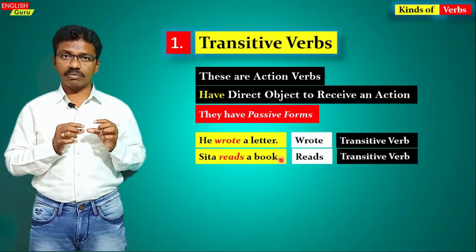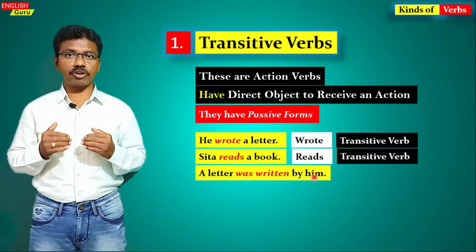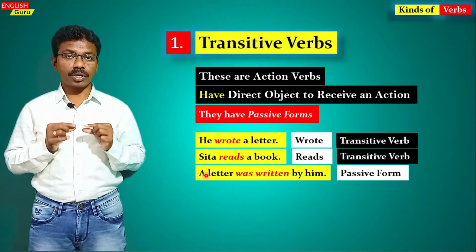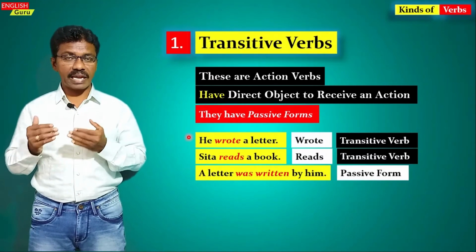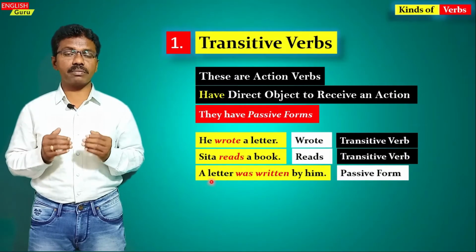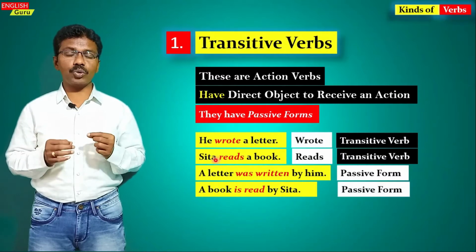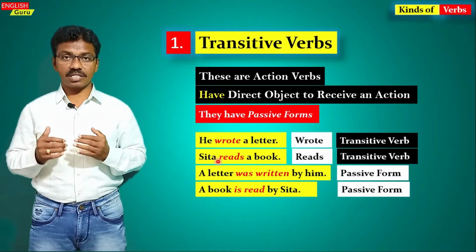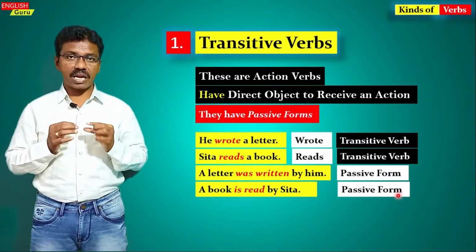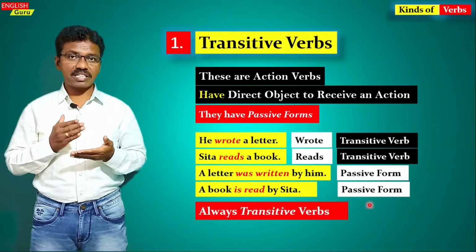So read verb has an object book, and we can write them in a passive form also. A letter was written by him. So he wrote a letter, active form, and if you translate into passive form, a letter was written by him. So that is a passive form. In a similar manner, a book is read by Sita. It's a passive form of Sita reads a book. So transitive verbs have a direct object and also a passive form.